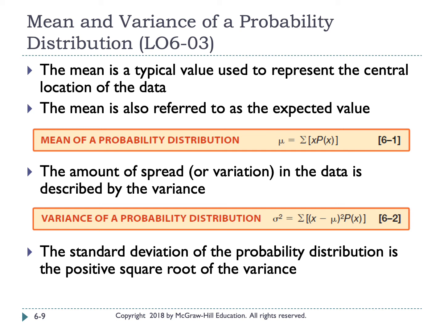We can then measure the spread or variation in the data by using the variance. And so this is sigma squared, and this is where we find the difference between each x and the mean. We square that value, and this time in this chapter, we're then going to be multiplying by the probability of that value occurring. We can also take the standard deviation, and we do that by just taking the positive square root of the variance. And I'm going to show you an example in just a second here.